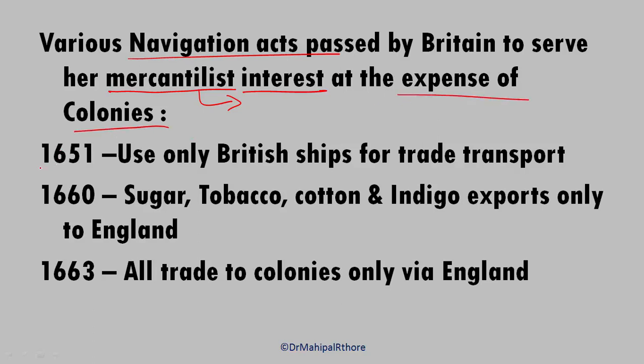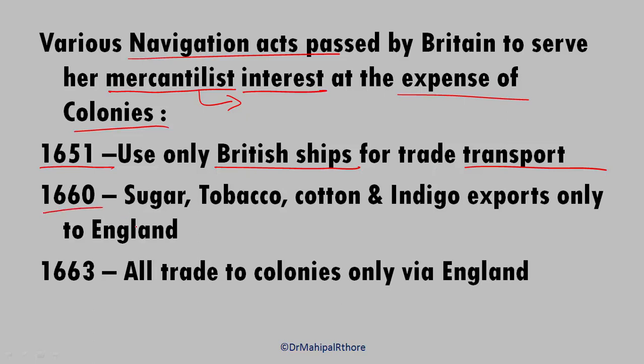So the first act was in 1651. What did it say? That any trade that is going on from America, they have to use only British ships for their transport. You cannot use any Spanish ships or even French ships, even though they might be cheaper, but you have to use only British ships. So this made the transport cost more.